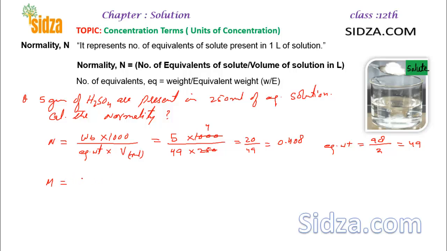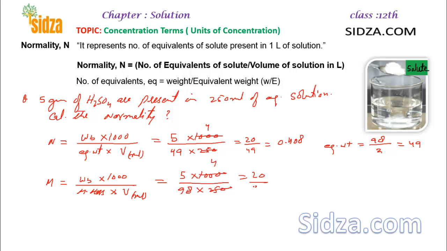Again, for the molarity, we have previously discussed that the molarity will be equal to weight of solute times 1000 divided by the molecular mass, times volume of solution in mLs. So here the weight is 5 grams times 1000 and the molecular mass is 98. That is the difference. Everything else is the same. This is 1, this is 4, this is 20 by 98, correct? So actually it is 0.204.